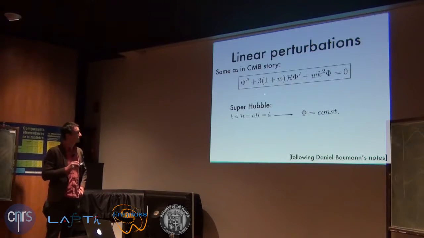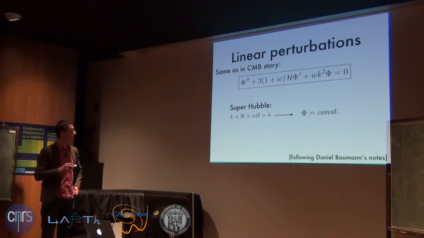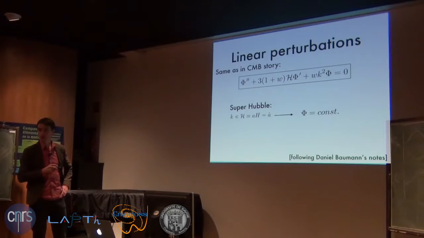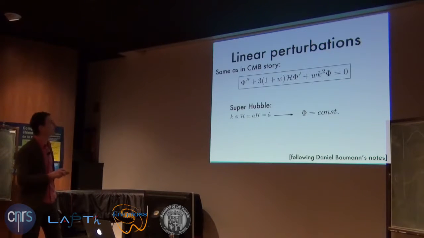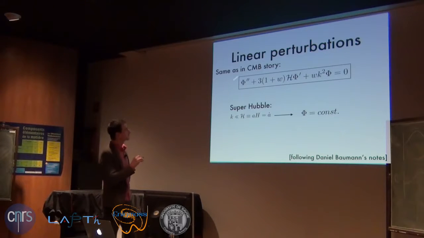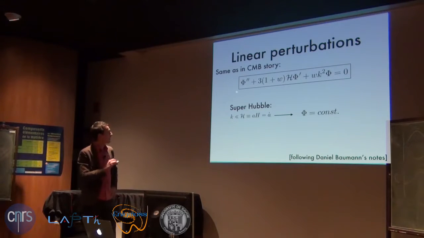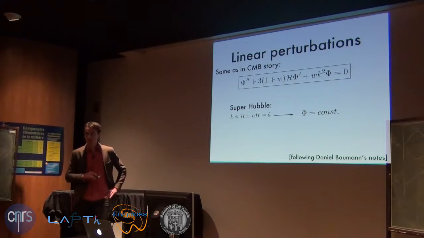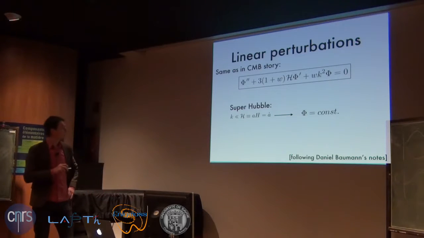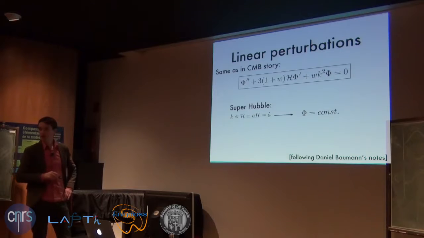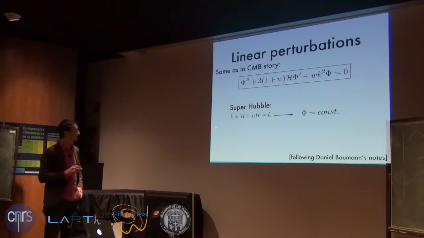However, regardless of w, if k is much less than script H, which is simply the time derivative of the scale factor, so it's a measure of the velocity of expansion, then of course this equation is independent of k, and the solution is trivial, namely that phi is a constant. It will be a different constant depending on the value of w, but for all possibilities of the value of w, phi turns into a constant when k is much smaller than H.